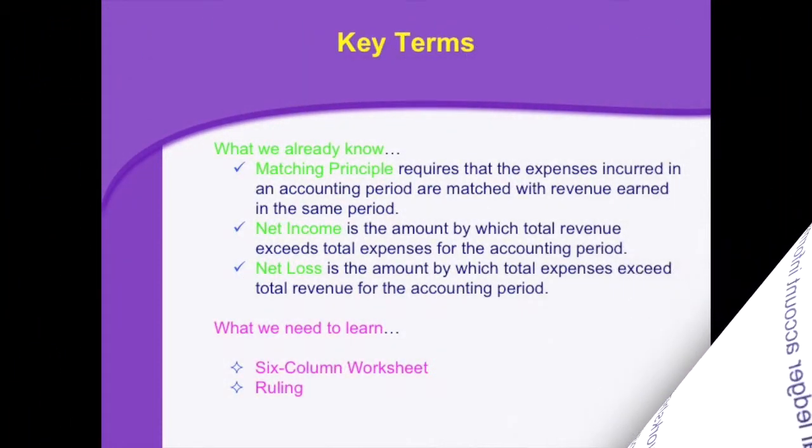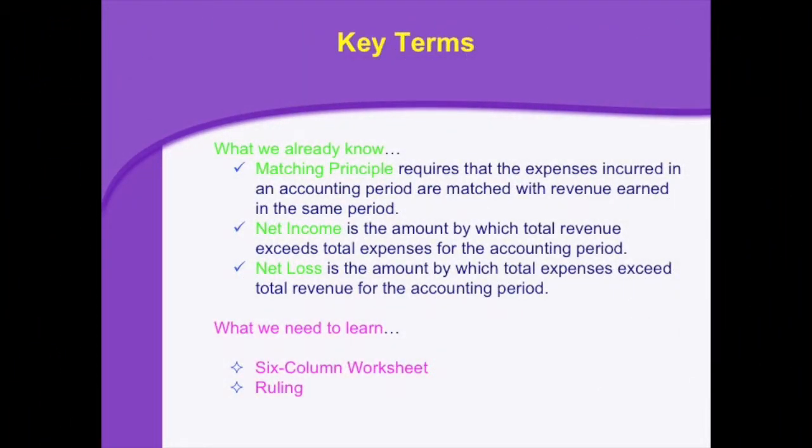There are 5 key terms to know for working with the 6-column worksheet. During previous lessons, we learned about matching principle, net income, and net loss. For this lesson, the new terms are 6-column worksheet and ruling. We will discuss these terms throughout this lesson.